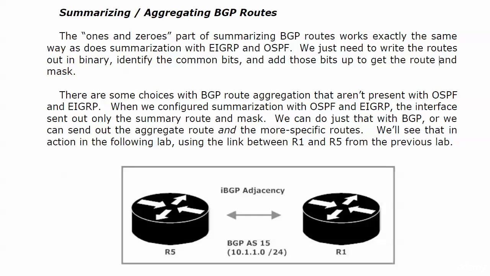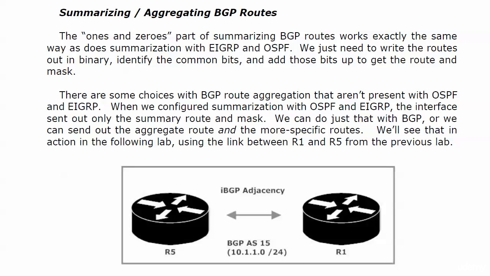Regardless of which protocol you're using, whether it's OSPF, EIGRP, or BGP, the ones and zeros part of route summarization is always the same. I'm always saying it's all ones and zeros, but it's really all ones and zeros when it comes to route summarization. You just got to write the routes out in binary. You identify the common bits, you add those bits up, you get your route, and you get your mask.